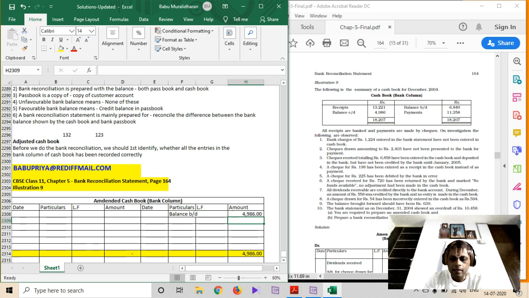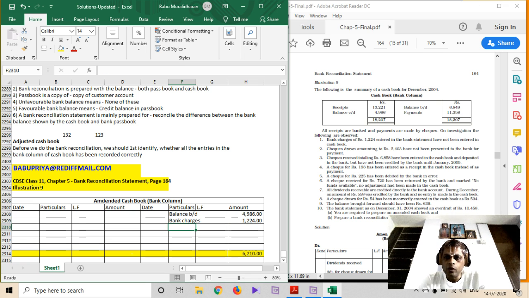4,986. Then we have bank charges of rupees 1,224 entered in the bank statement that have not been entered in the cash book. So we have to add bank charges here because we are preparing an adjusted cash book balance. Bank charges are a payment side entry, so payment side entry, 1,224. Then what else we have?